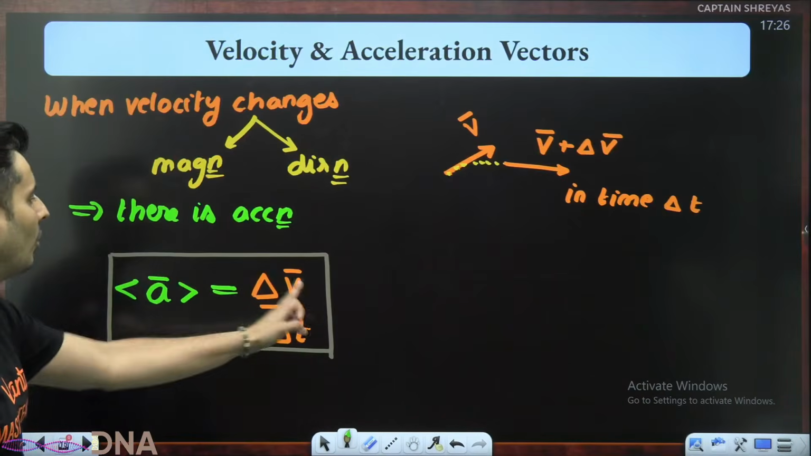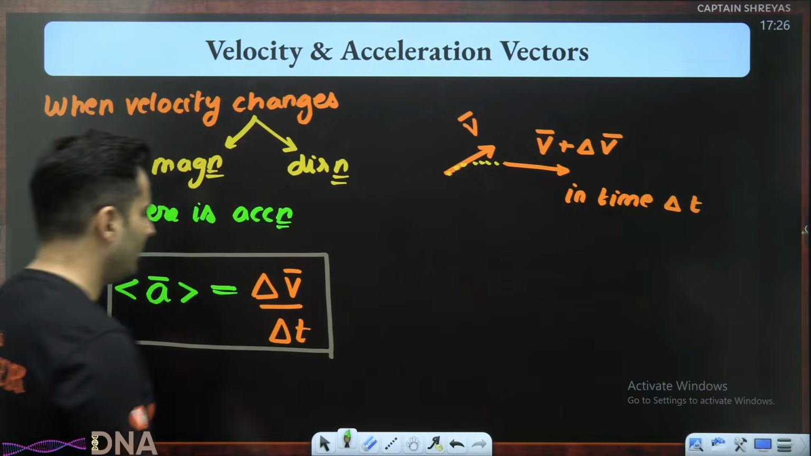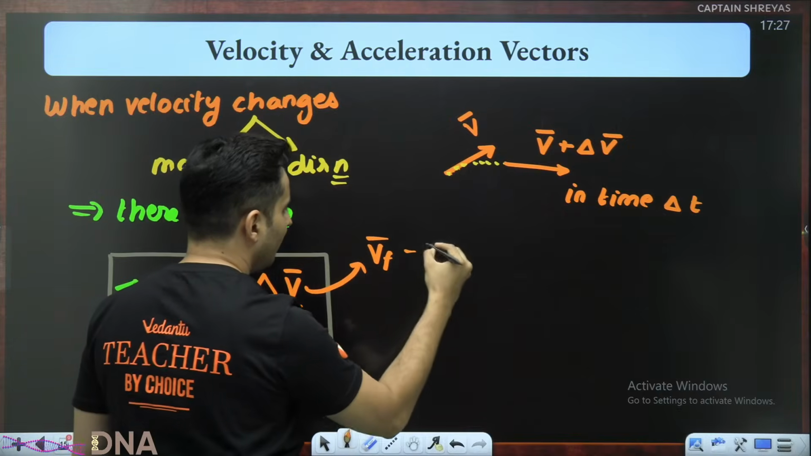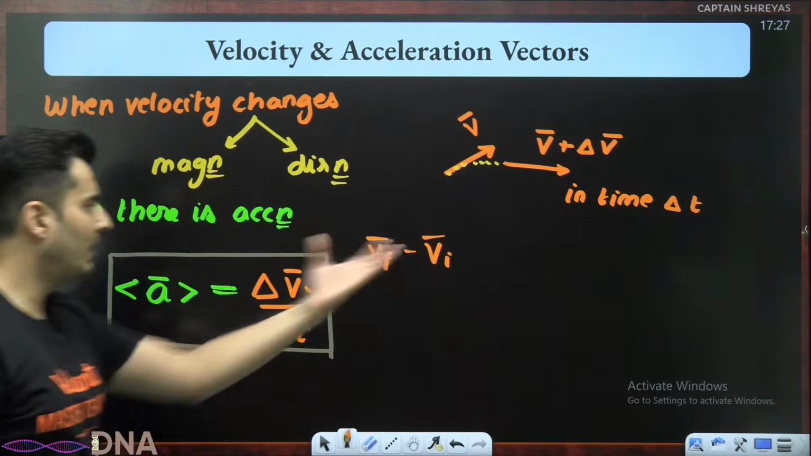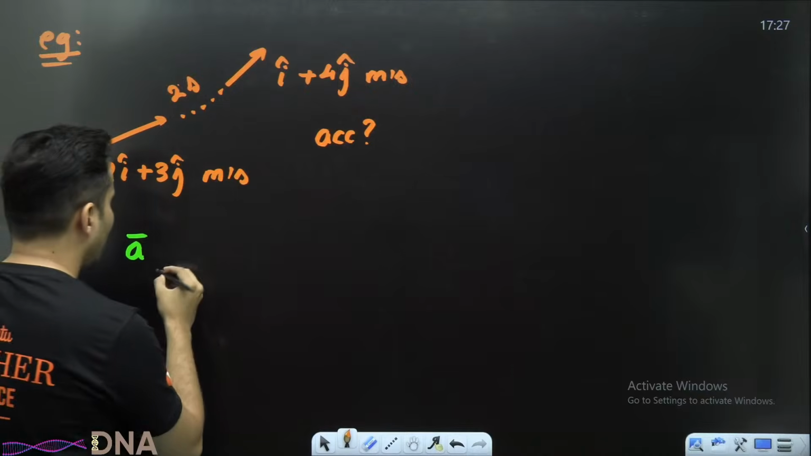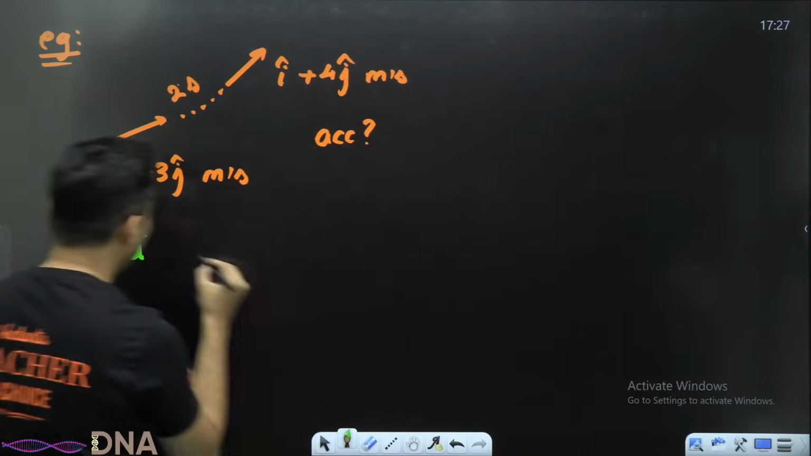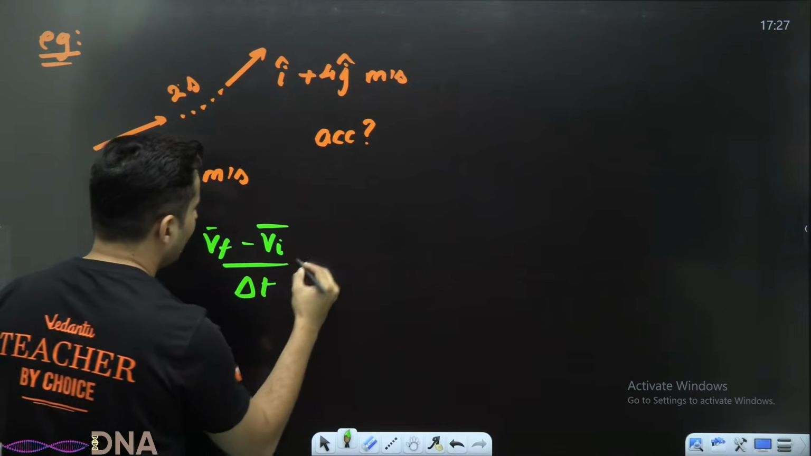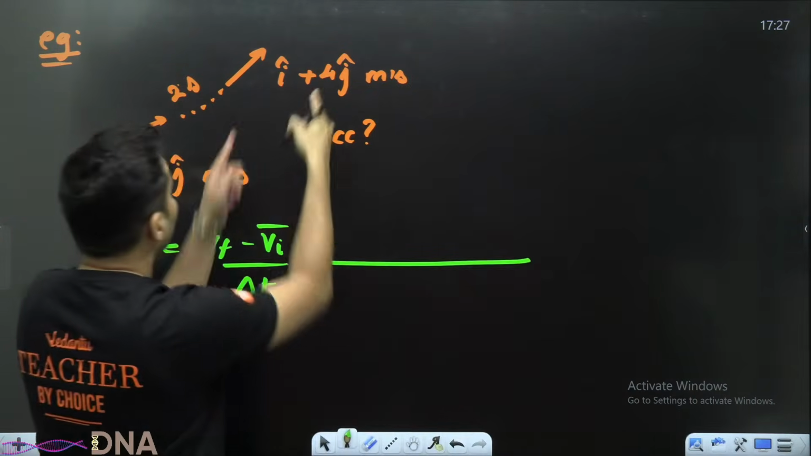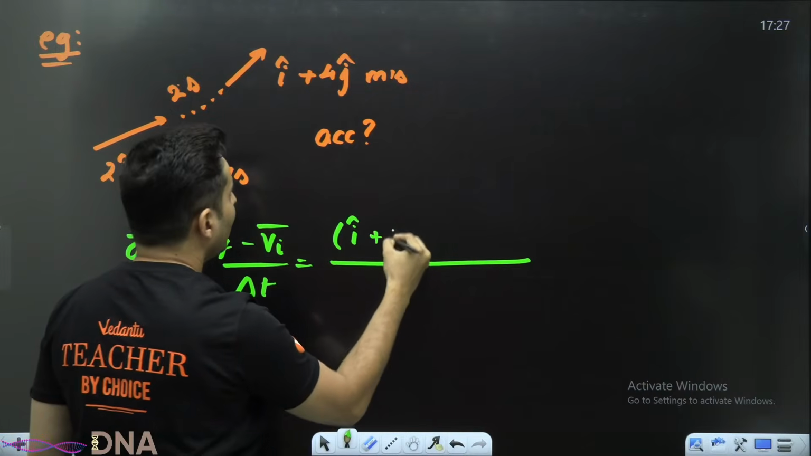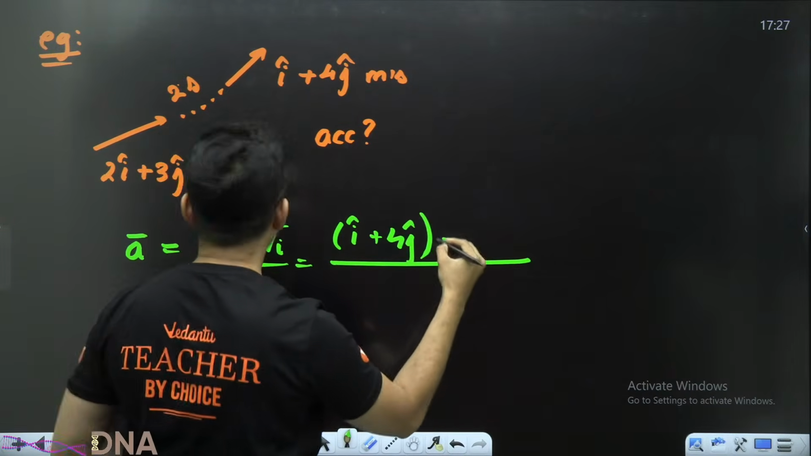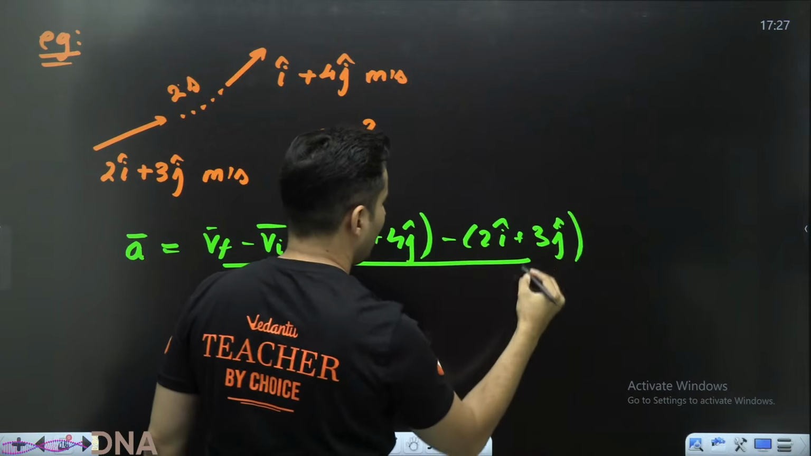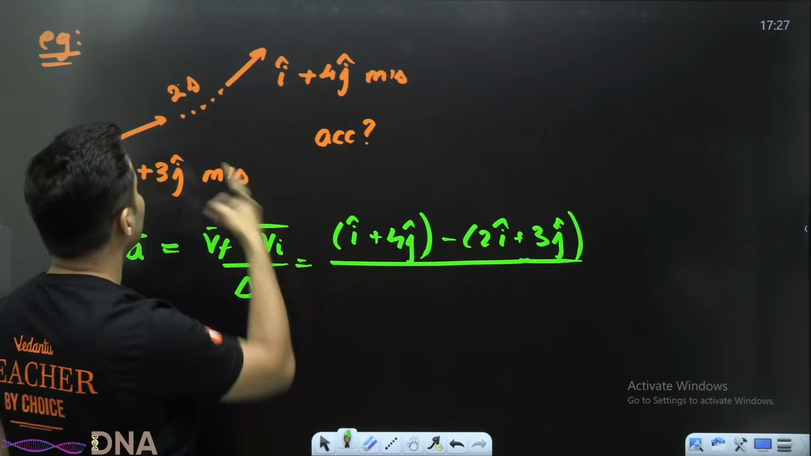By definition, acceleration is how much the velocity changed upon the time taken. Please remember this quantity is again final minus initial. So acceleration is final velocity minus initial velocity upon the time taken. What is the final? It is I cap and 4j cap. What is the initial? 2I cap and 3j cap. What is the time? Time taken is 2 seconds.